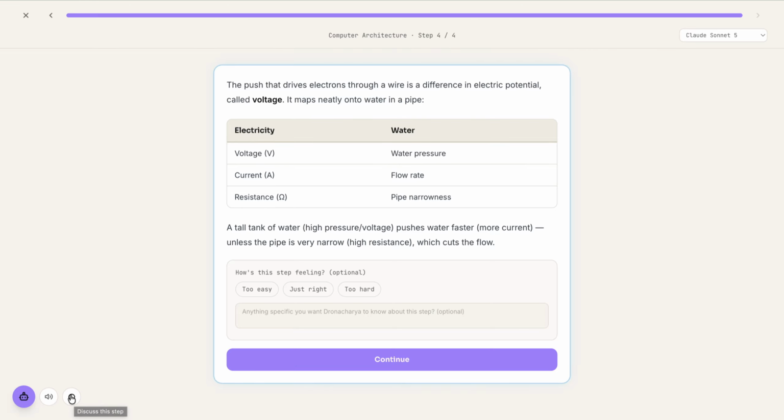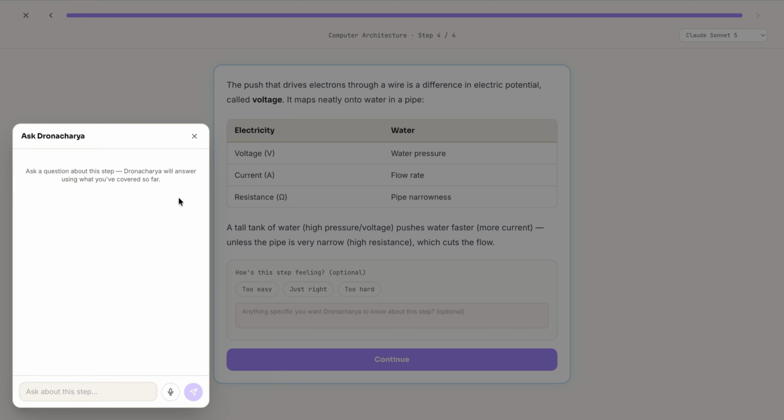So we can just click on this discuss option, and it will open an Ask Dronacharya mode, and in this tab we can basically discuss with Dronacharya about the concepts. So let me ask a simple question. I didn't get what is voltage. Can you please explain to me what voltage is in easy words? And see, it is running, it is thinking, it will answer.